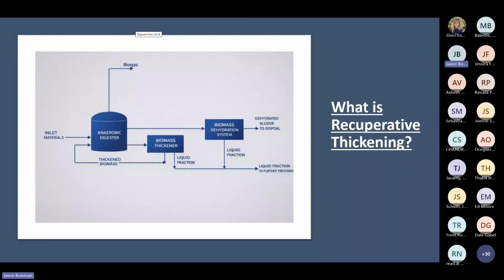So what does the actual process look like? Well, here we have a nice process block flow diagram. I could show you a picture of a DAF system because that's really what it is, but there's just a very special control mechanism and control philosophy that's built into these systems.